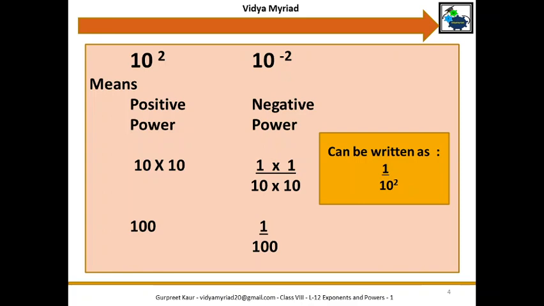If you make a comparison between them, you will see that they both are the reciprocal of one another. Or we can also call it that they are the multiplicative inverse. If 100 is there, the multiplicative inverse of 100 is 1 upon 100. If 1 upon 100 is there, its multiplicative inverse will be 100.